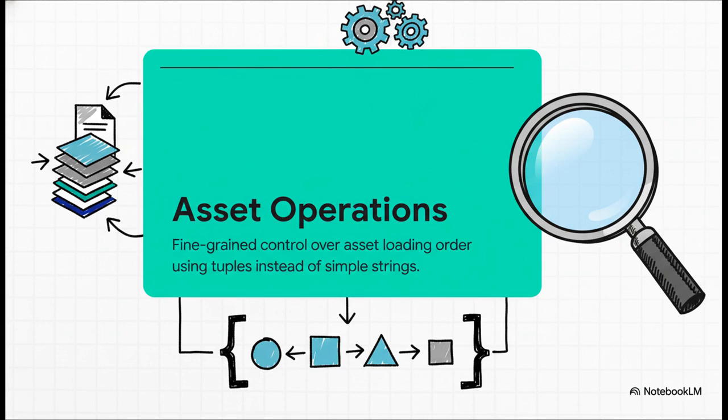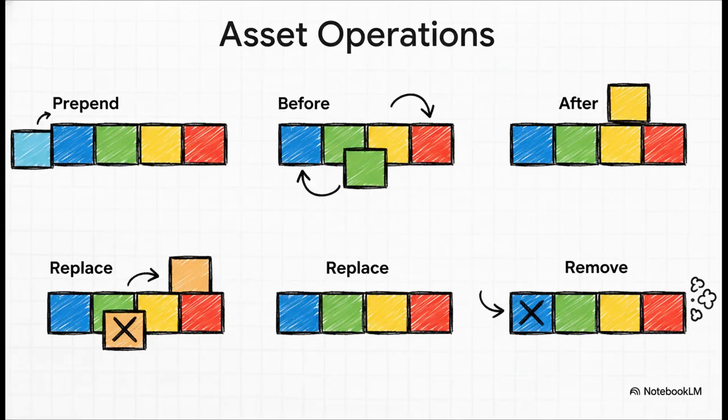What if just appending your file to the end of the list isn't good enough? Well, that's where asset operations come in. By using a Python tuple instead of a simple string, you can get incredibly precise control over the load order. This gives you surgical precision. You can prepend some SCSS variables to the very top, inject a script before a specific Odoo core file, replace a library with your own forked version, or even remove a file from a bundle completely. It's an incredibly powerful tool for customization.